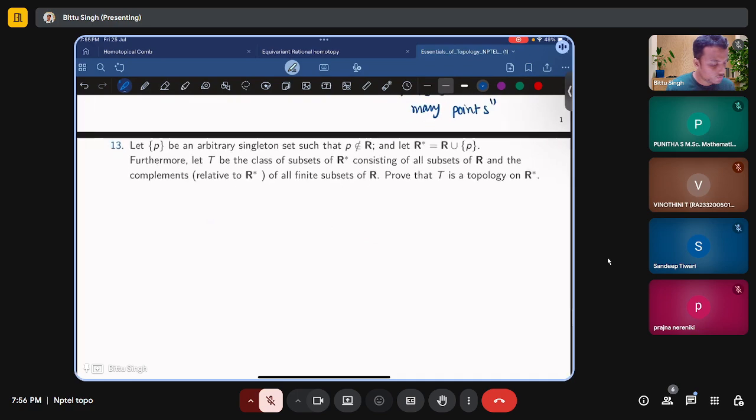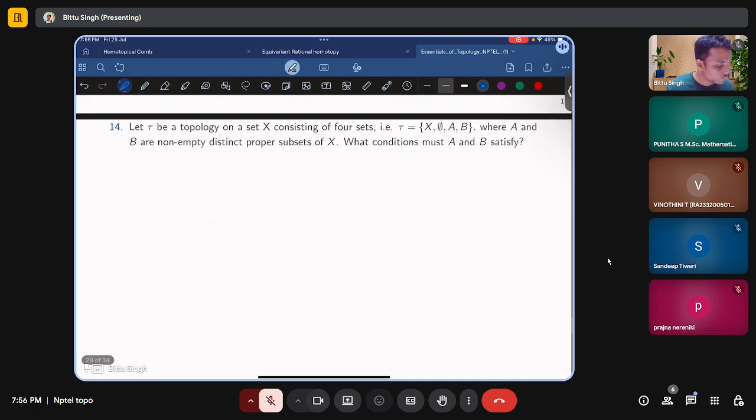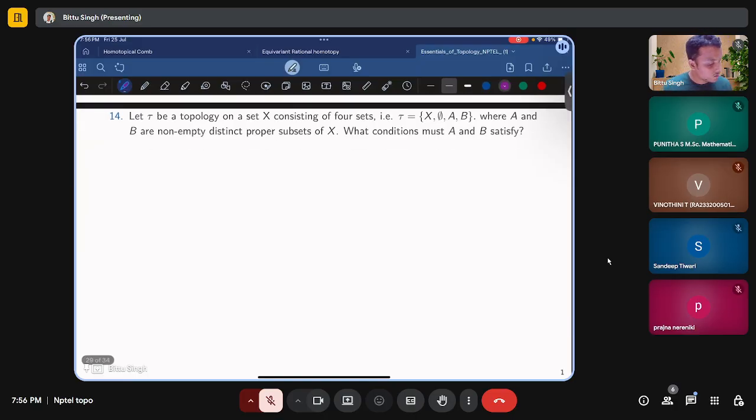Now I have only 5 minutes, so let me skip those problems. Again, this is an interesting problem. Here, the topological space has only 4 sets: X, empty, and 2 sets A, B, which are non-empty and proper subsets, meaning they cannot be X itself. Now, what conditions must A and B satisfy?